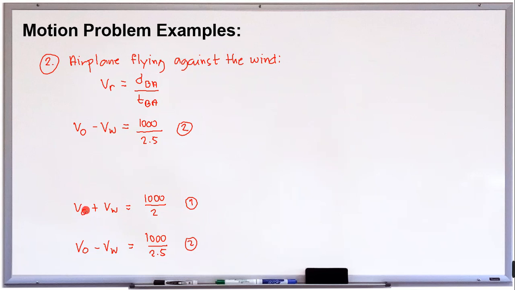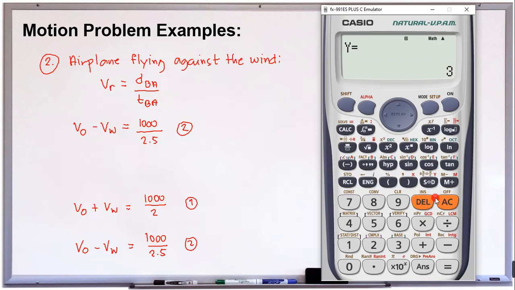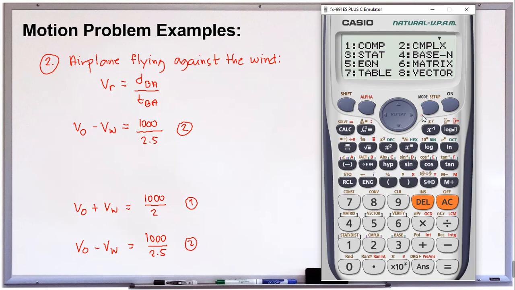Now, as you notice, we have two unknowns, vo and vw, and we also have two equations. So therefore, we can solve this system of linear equations by using your scientific calculator or by manual solution. So let me show you the calculator technique. Okay, so go to mode, choose 5 for equation, and then select 1. This is for two equations, two unknowns.